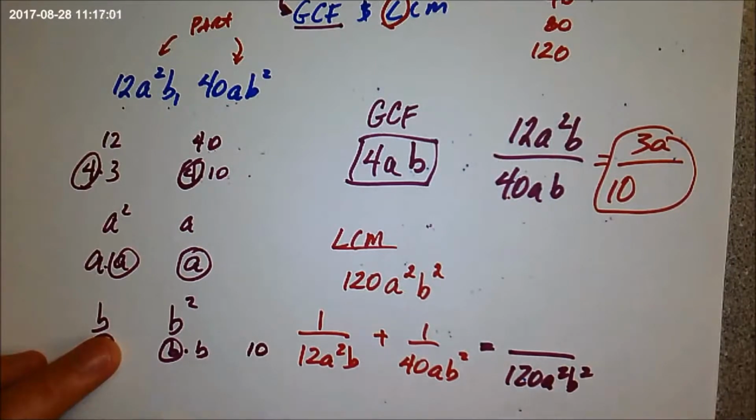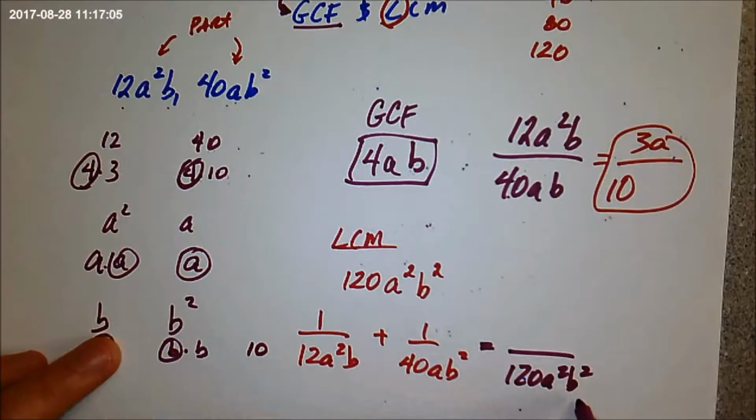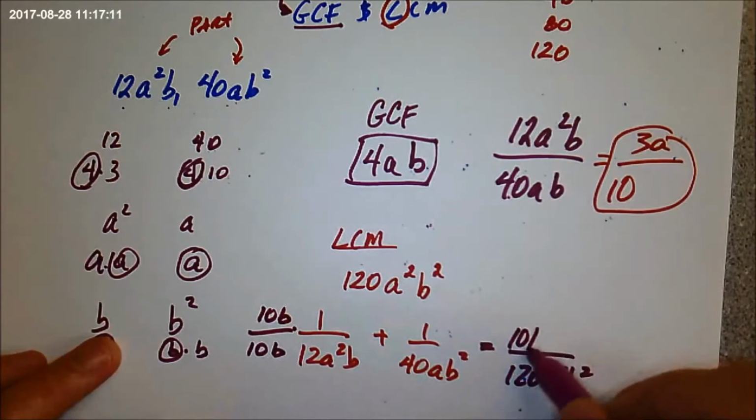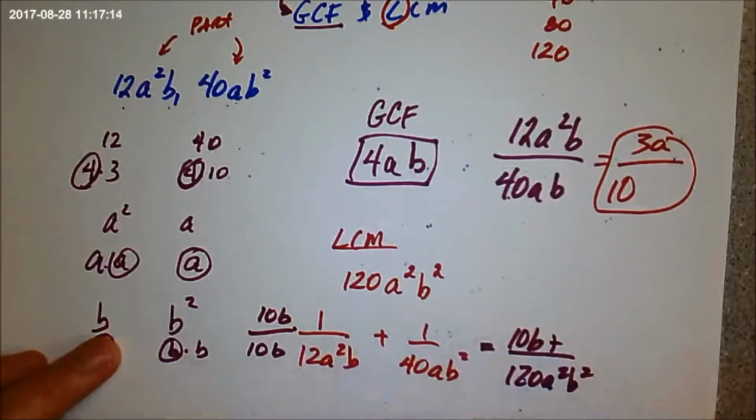Like, to make 12 into 120, you have to multiply by 10, right? It's already got the a squared, so we're golden there, but b needs to be b squared. Well, b squared is b times b, so I just need to multiply by 10b. Do you see? And I get 10b. They're adding, so there we go.